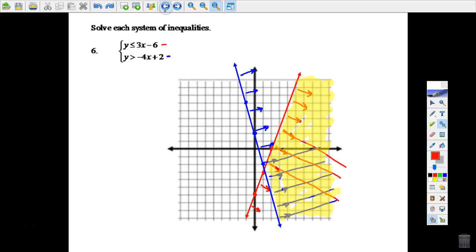Just realized, did I make... Yeah, I just thought, sorry about that, I just caught myself. This blue one should have been a dotted line. So if you'll bear with me for a second, I'm just going to replace that.